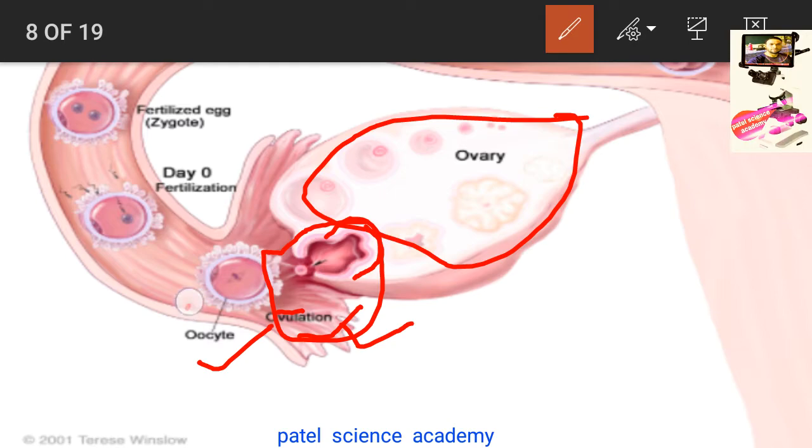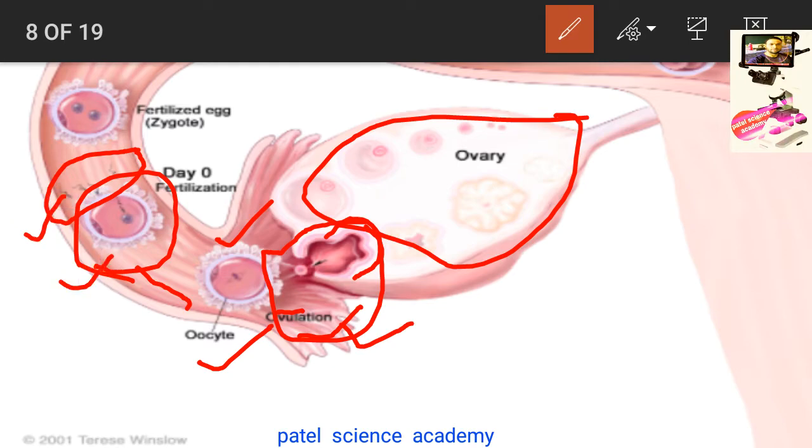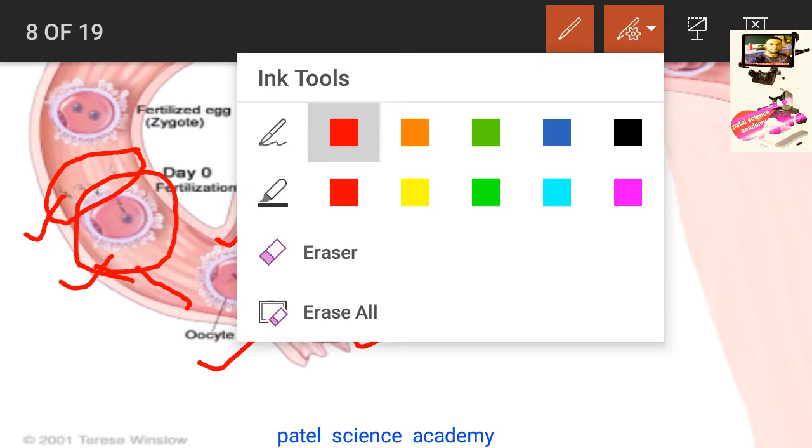It travels into the fallopian tube, and then sperm comes after the intercourse, and sperm is received by this oocyte, and the process of fertilization takes place. That is the fusion of the male gamete with the female gamete. Then one by one we'll see what happens.